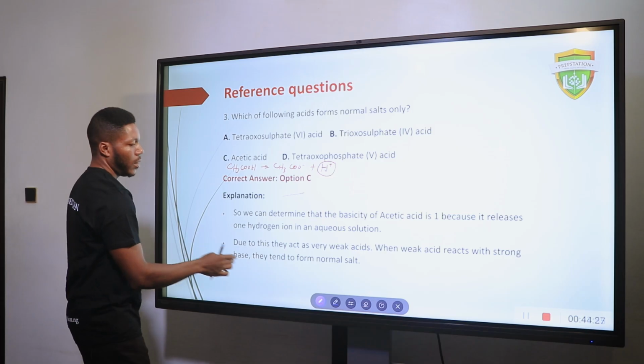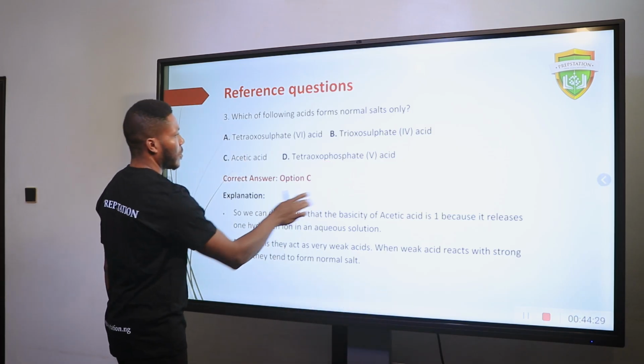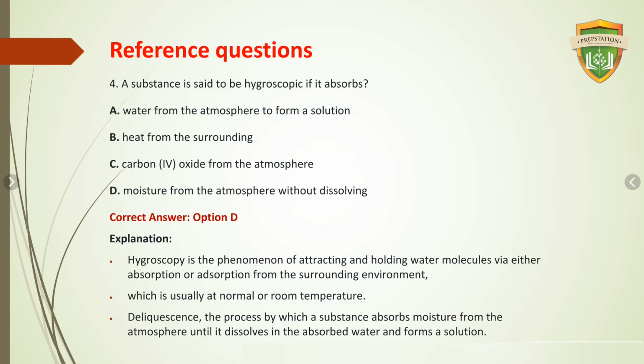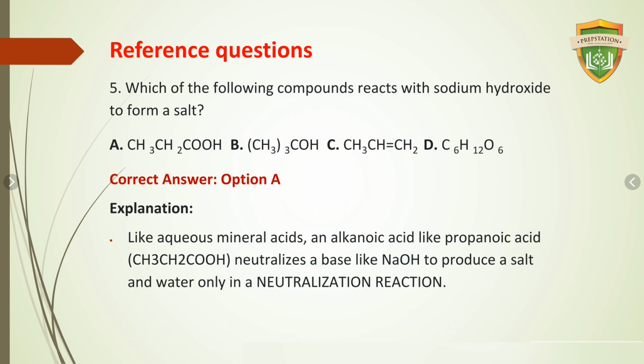All right, let's continue. A substance is said to be hygroscopic if it absorbs... okay, we know what it means now. The answer there is D: moisture from the atmosphere without dissolving. So it's the opposite of deliquescence.